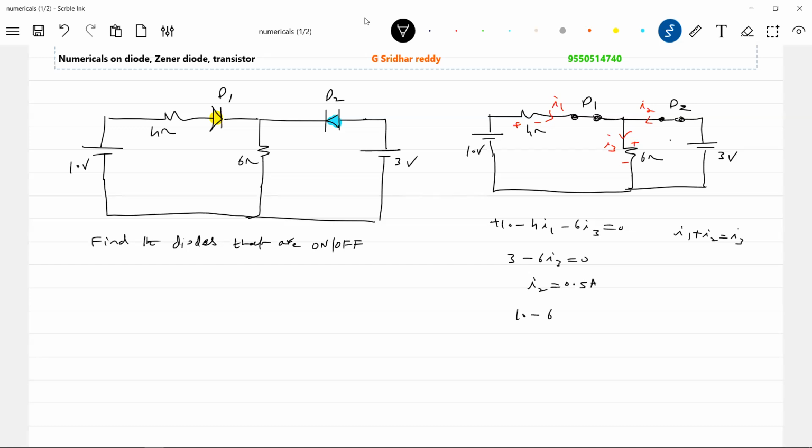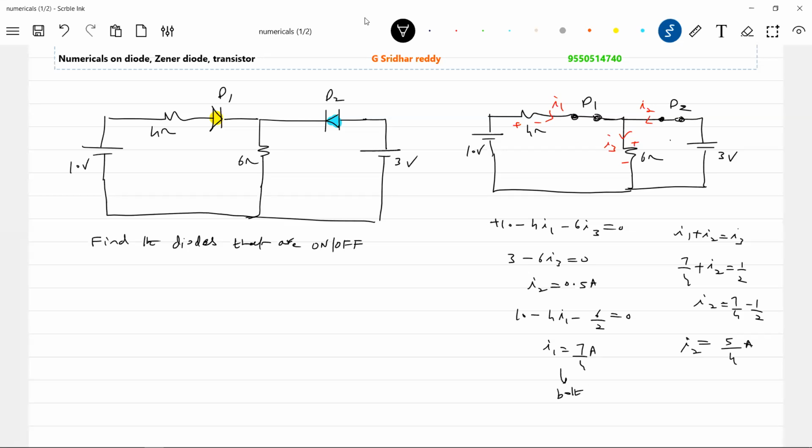Substituting that, 10 minus 6 I3, so 6 by 2, so 3 it will be. So I1 is equal to 7 by 4 ampere. Substitute this: 7 by 4 plus I2 equals 1 by 2. Anybody, value? 5 by 4, sir. Okay, both I got positive.